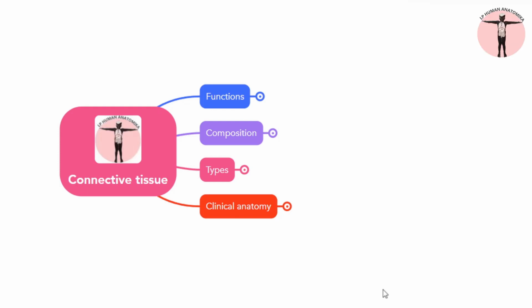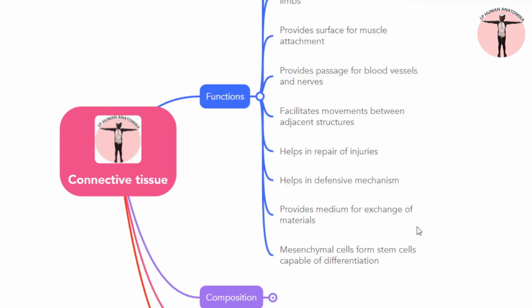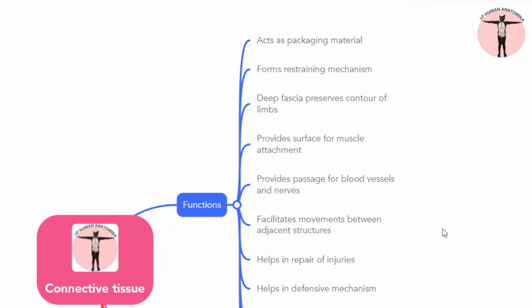Welcome back. In this session, let us go through the summary of the connective tissue. Connective tissue is a supporting tissue present throughout the body, in and between the tissues, organs, and organ systems of the body. The functions of connective tissue are: it acts as packaging material, forms restraining mechanism.